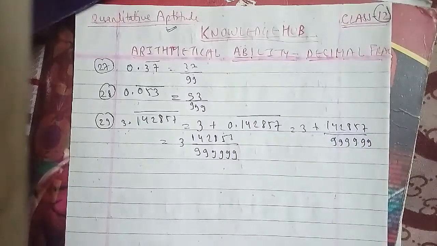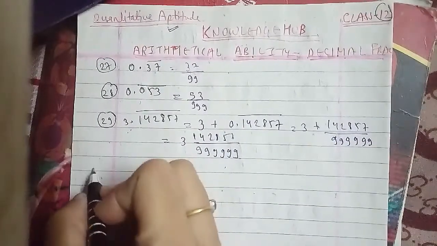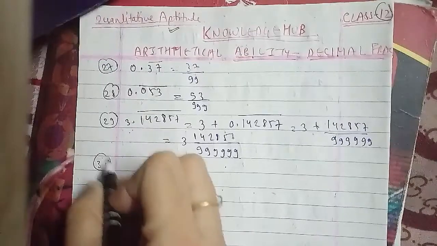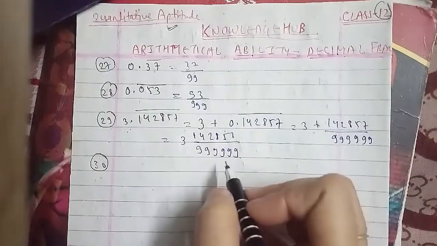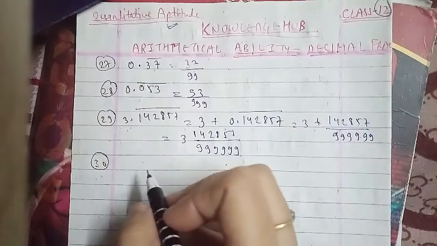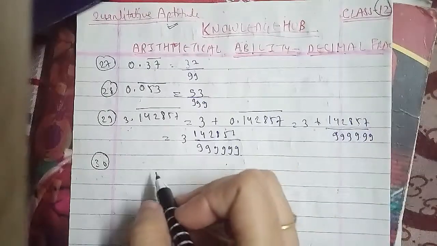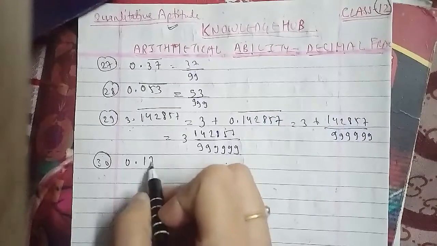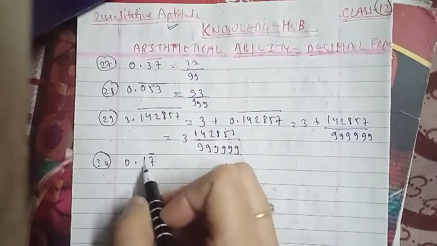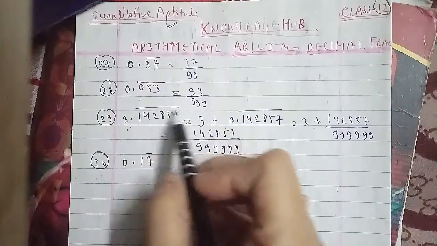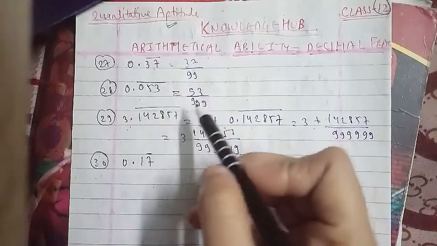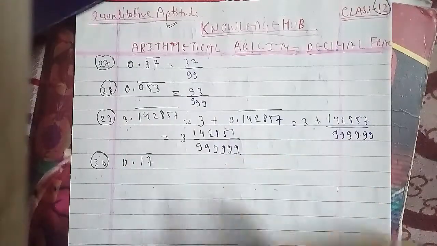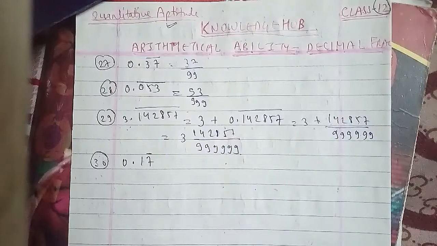Now we will go ahead with the 30th question of the session, and we have to express all of these as vulgar fractions. The next question is 0.17, where the bar is only on the 7. As you can see, earlier the bar was over all the digits after the decimal, but here it is only on the 7.